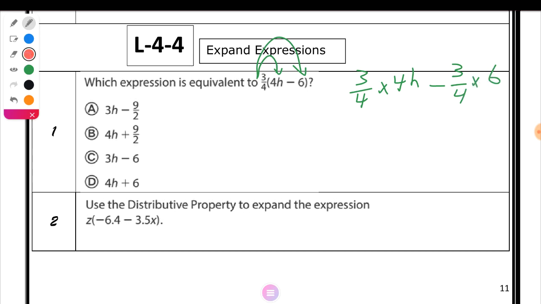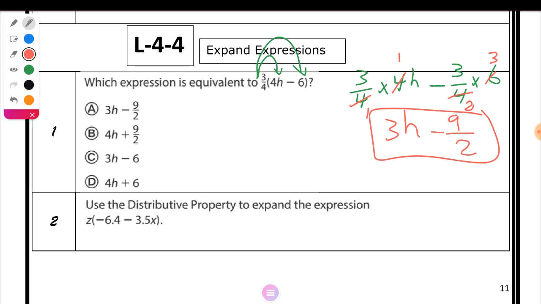Let's simplify before we apply. Divided 4 equal 1, divided 4 equal 1. So it's 3h minus. Divided 2 equal 2, divided 2 equal 3. 3 times 3 is 9 over 2. This is the last answer. So you have to solve it first, then try to find the similar answer. So the first one is right.